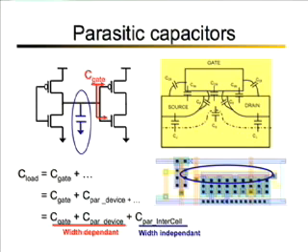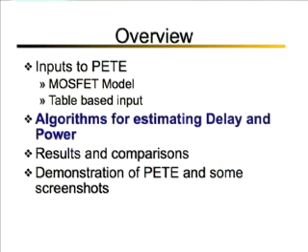So we have two kinds of parasitic capacitors that we wanted to capture in PETE. One is a width dependent capacitor, the other is the width independent capacitor. And in order to do a technology evaluation of any new device, the user must provide a reasonably good estimate of both the width dependent capacitor as well as the width independent capacitor. Next, we will talk briefly about the algorithms for estimating delay and power in this simulation environment.